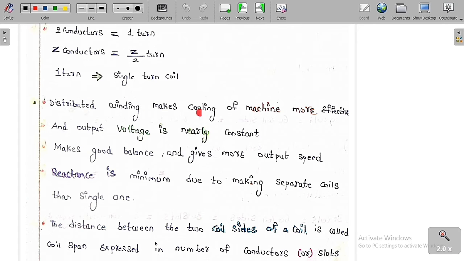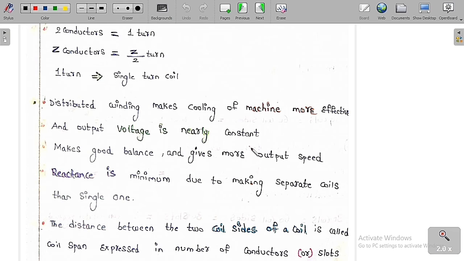Distributed winding makes cooling of the machine more effective than the concentric winding, and the output voltage is nearly constant. It also makes a good balance of the winding and gives more output speed. And the reactance is minimum due to making separate coils rather than a single coil.